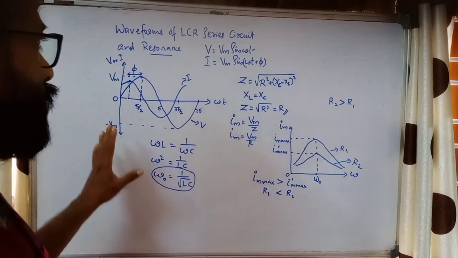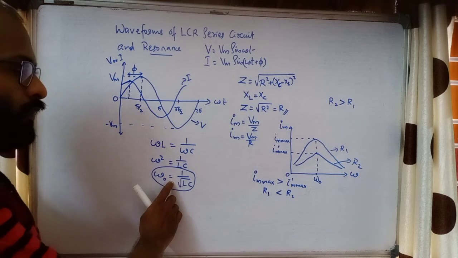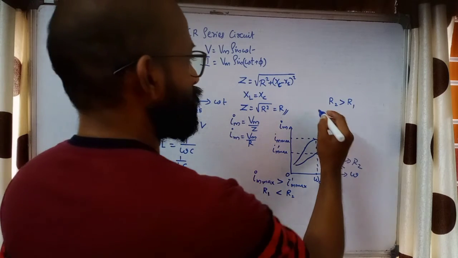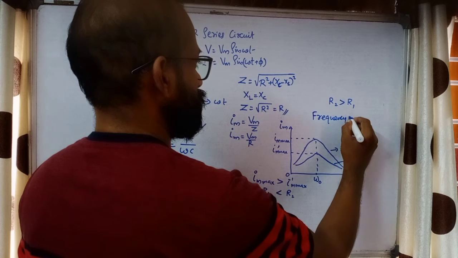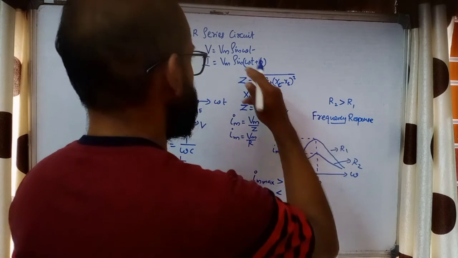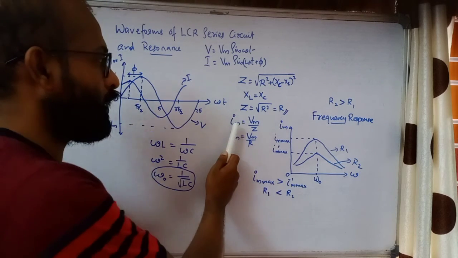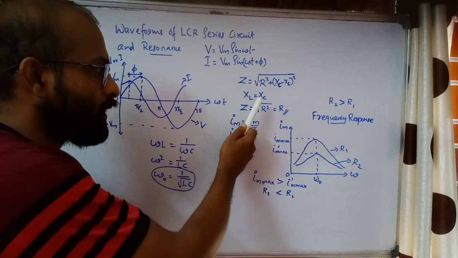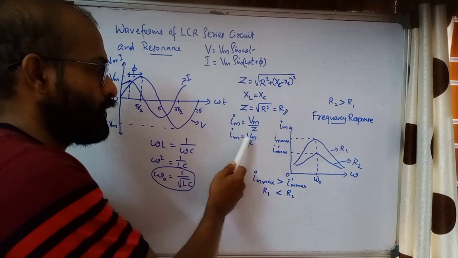Now we have seen the conditions for resonance. We have the equation for the resonant frequency. This graph is called frequency response, the frequency response of a series LCR circuit at resonance. What's the general equation for current amplitude? Current amplitude is amplitude of voltage divided by impedance, but at resonance the impedance is equal to R. So Im is equal to Vm by R.